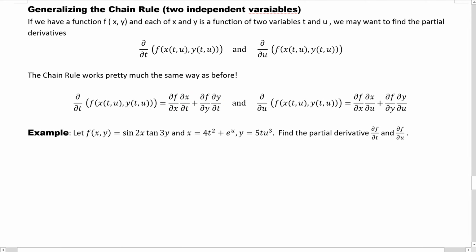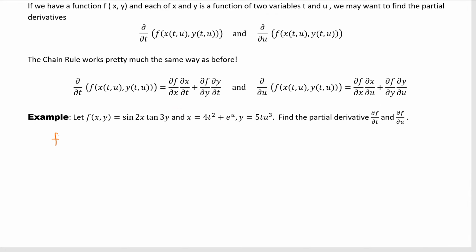Okay, so first, let's figure out f_x. Derivative with respect to x. Derivative of sine is cosine 2x, chain rule, so we have 2, and the tangent 3y stays there. Right? How about f_y? Sine 2x stays there. Derivative of tangent is secant squared. Because of the chain rule, we have the 3 in front. So far, so good, everybody?